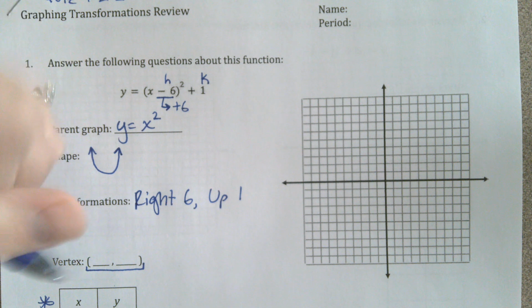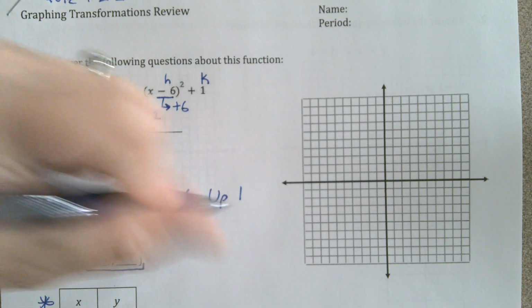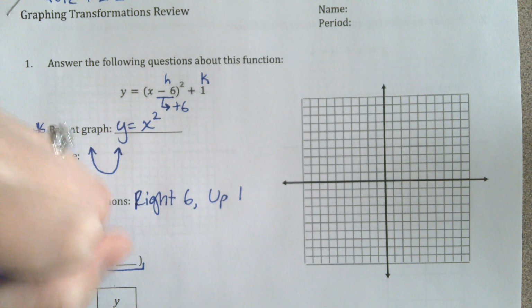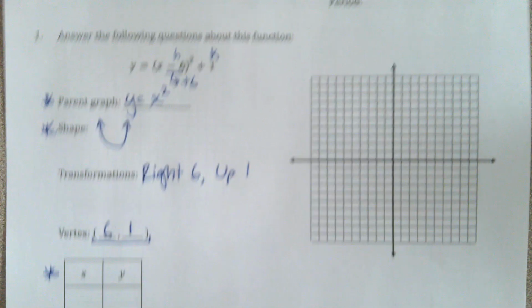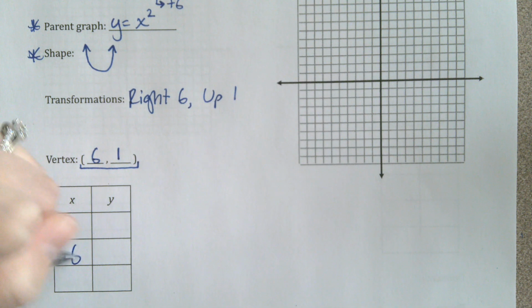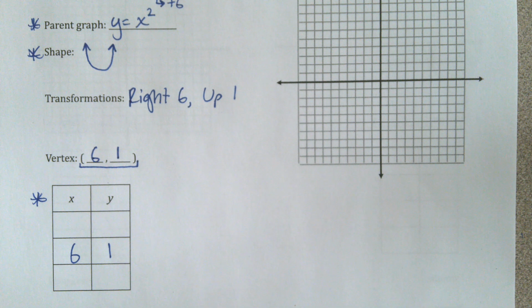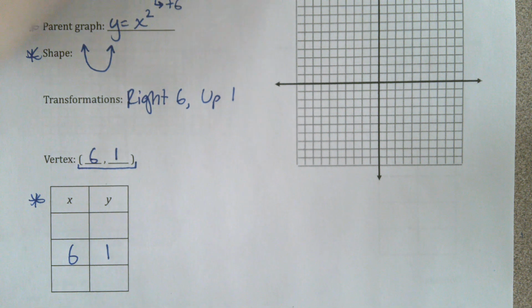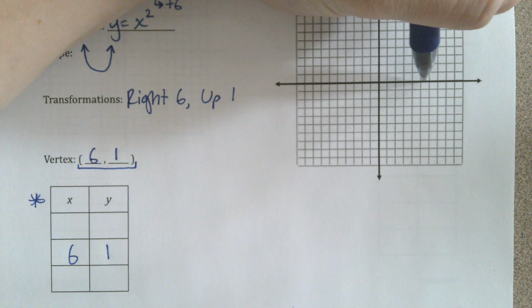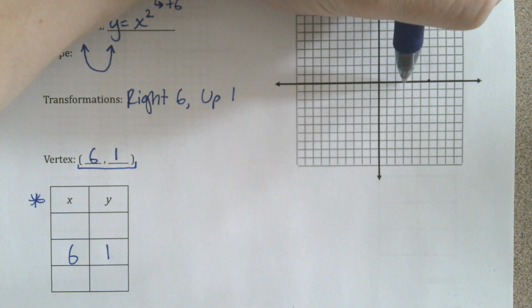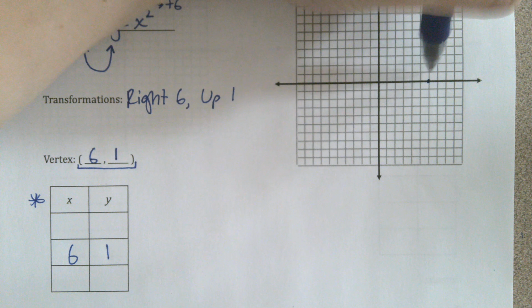On top of that, that's also our vertex. It's the same as the transformation. Right 6, so it's a positive 6, up 1, so it's a positive 1. Now that we have our vertex, we're going to put that in the center of our T-chart. And then we need to find 2 other points on the graph. So I'll go ahead and graph the vertex. So we go right 6. I think that's 6. I'm going to check. Yes, 6 and then up 1.